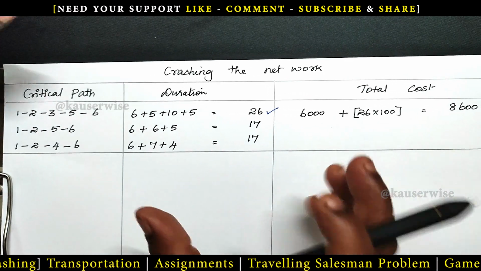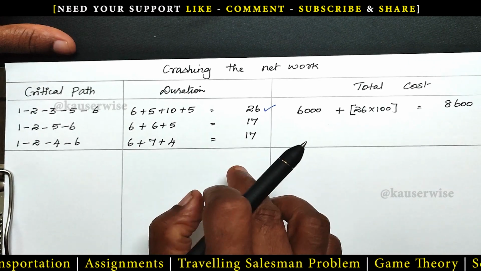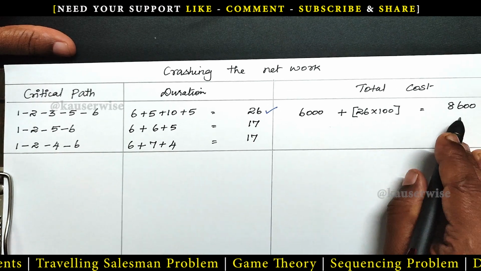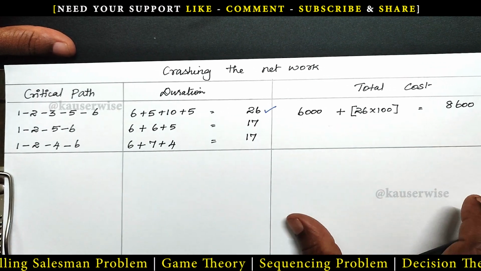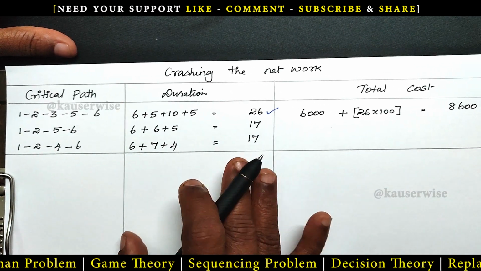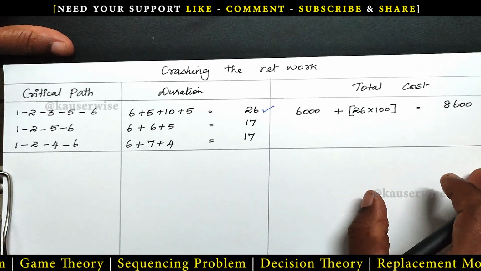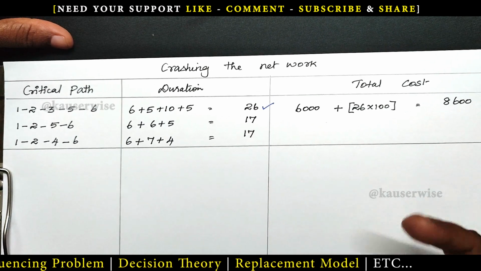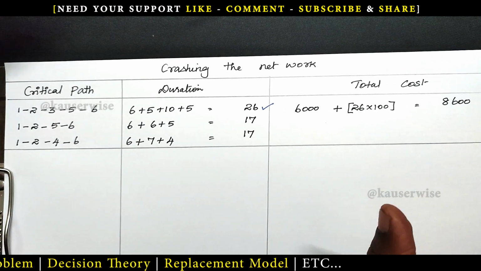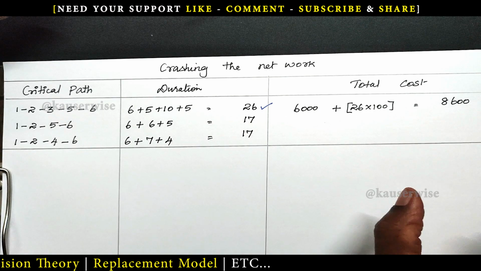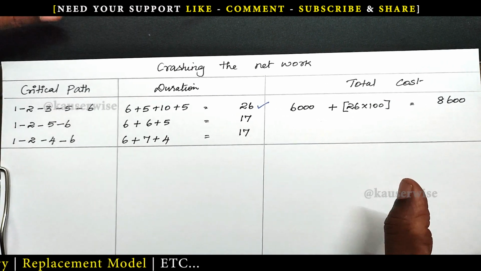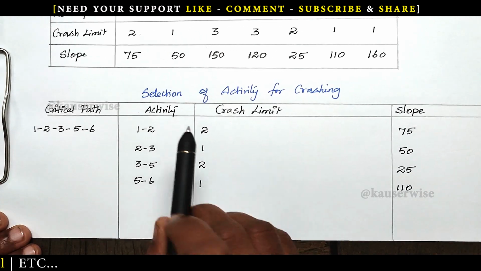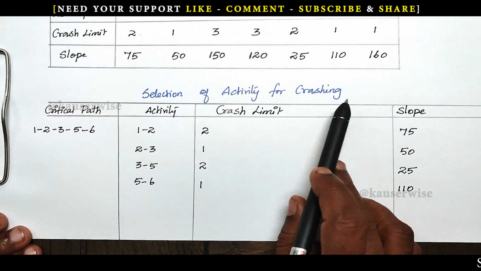Now we are going to crash the network in order to reduce the duration along with the cost. Our intention is to reduce the duration, and at the same time we have to reduce the cost. The next step is we need to create one table called selection of activity for crashing. That is, which activity we need to crash in order to minimize the total cost. See, this is the table for selection of activity for crashing.